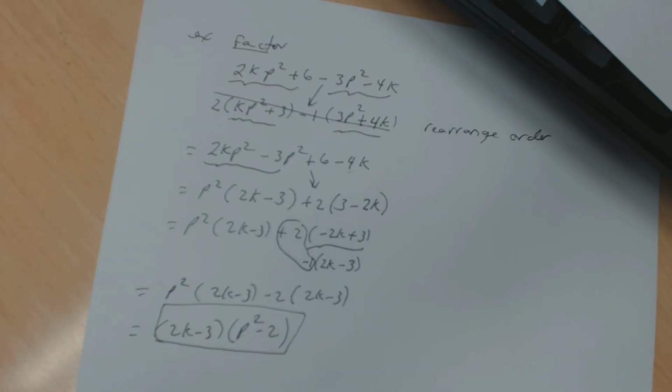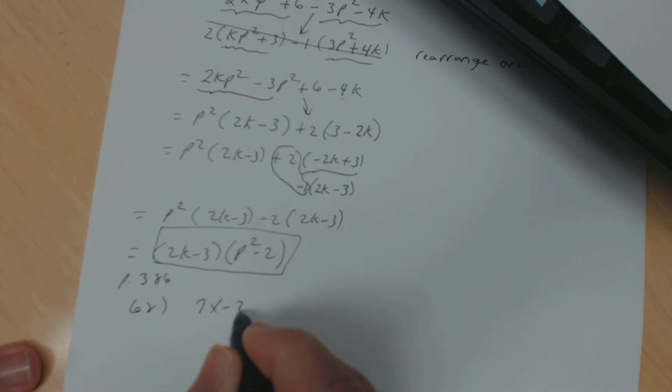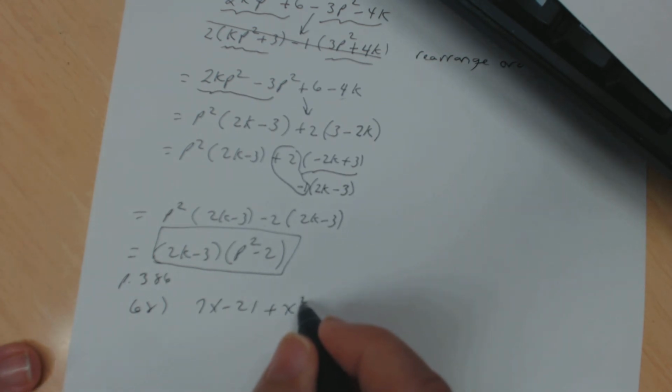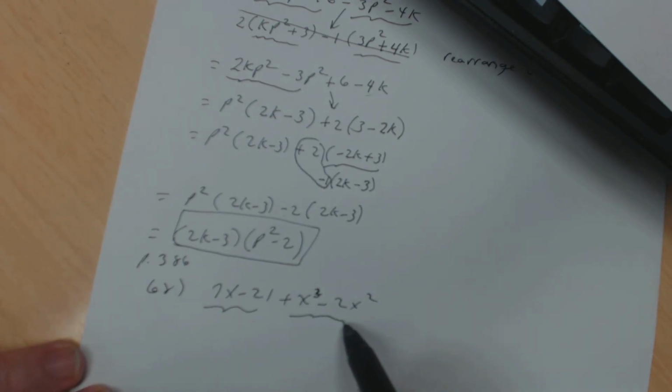All right, so now let's look at this example. Let's suppose we had, and this is number 68 from your book, on page 386, 7x minus 21 plus x squared. Oops, that's x cubed, minus 2x squared. Okay, so that's what we get. Let's group the first two and the last two.